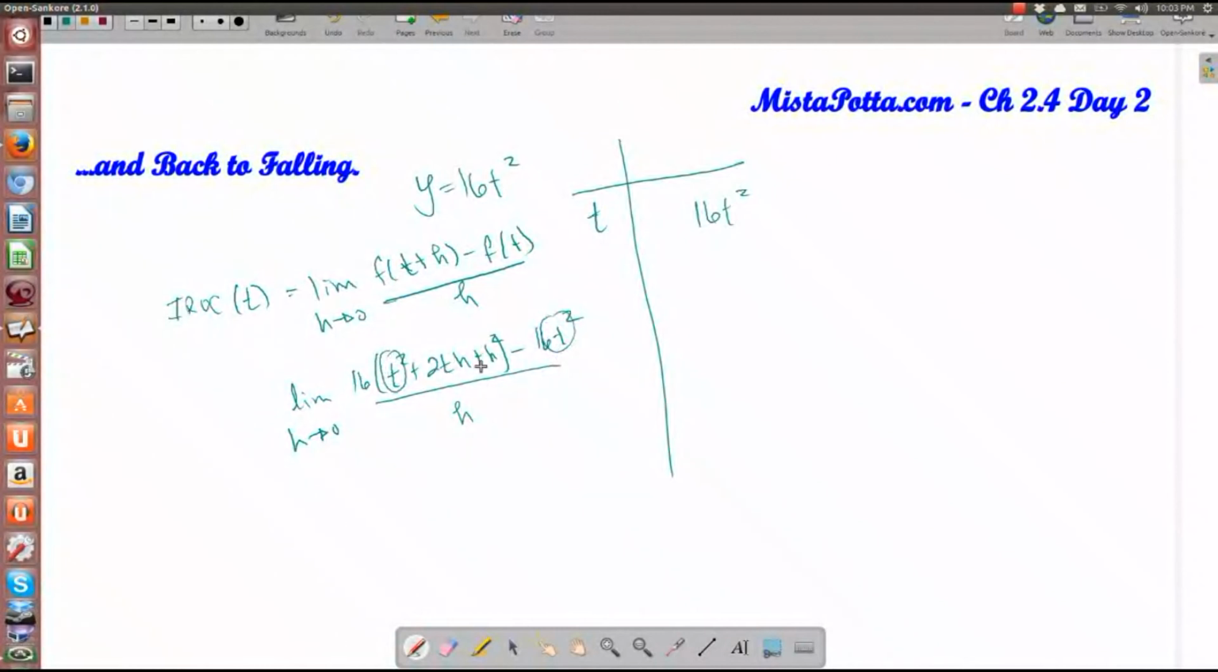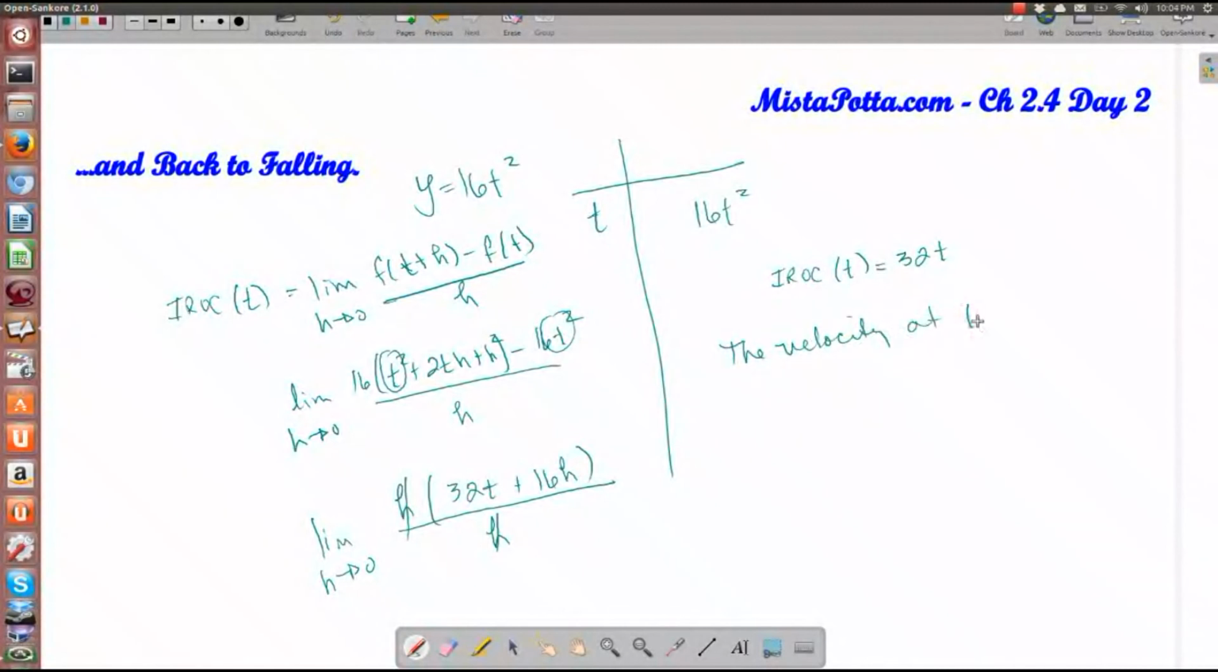And of course, distributing, this term will go away with this term. I can factor an h out of the remaining terms, and I'll have 32t plus 16h, and this is all divided by h as h goes to 0. And so what happens is I end up with a formula for the instantaneous rate of change as a function of t, and that formula is just going to be 32t. That means that the velocity at t equals a is 32 times a.